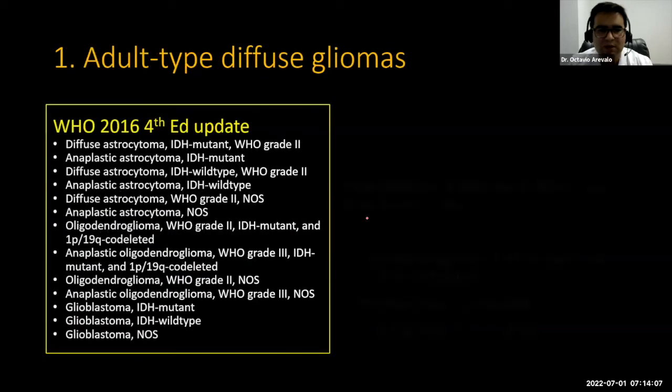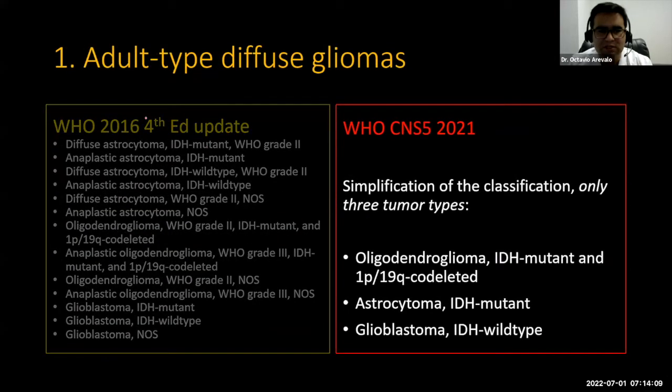So let's talk about the adult type diffuse gliomas. This was the 4th edition, in 2016. And you see that we had here roughly 15 different entities of gliomas. In the new classification, 2021, there are only 3 tumor types, only 3.